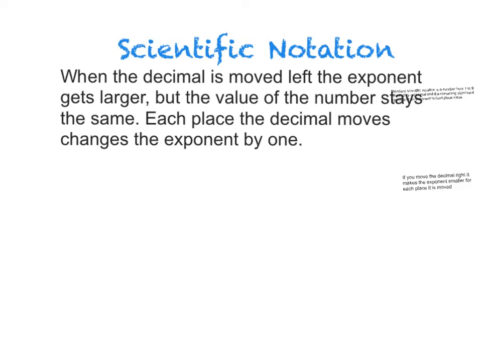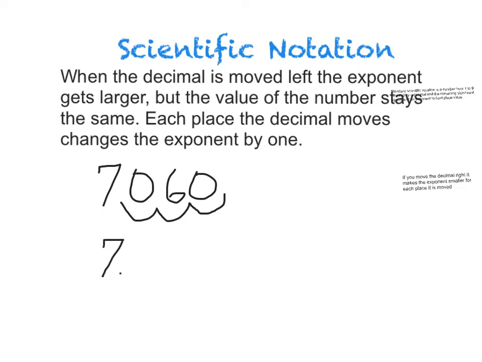If we do one more example and we do 7,060, first we need to figure out how many places we need to move this decimal point. So we're going to need to move it 1, 2, 3 places. Now we need to preserve our number of significant figures, so we need to write this as 7.06, and since we moved the decimal point 3 places, our exponent will be 3. So we write times 10 to the third.